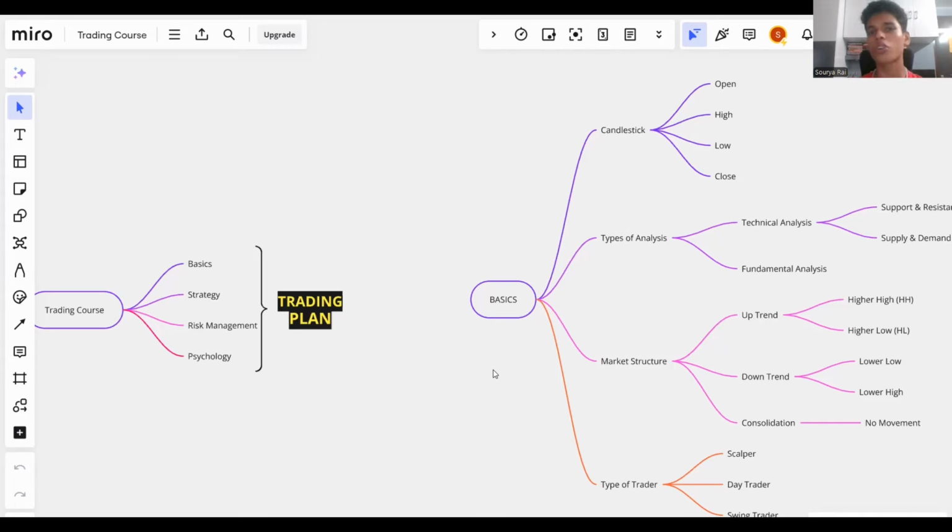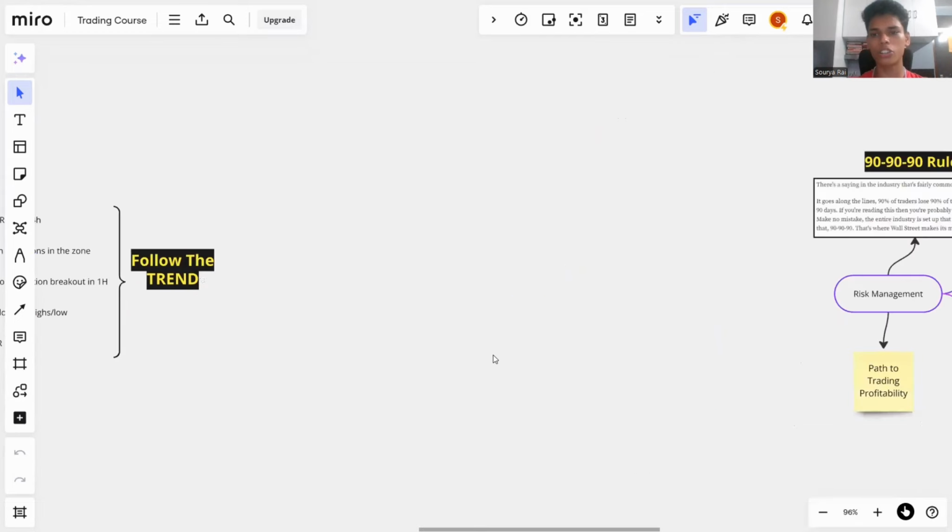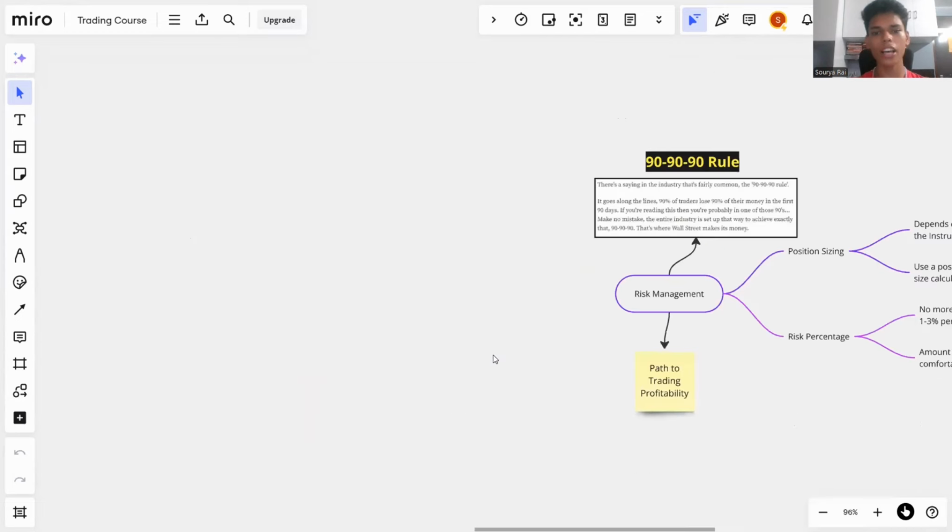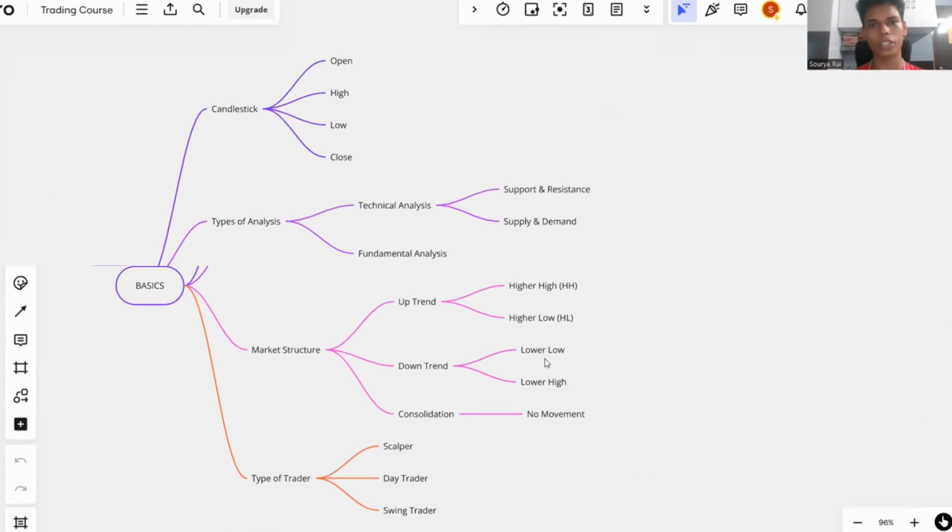Because no matter how solid of a strategy you have, until and unless you have proper risk management and a correct psychology in place, it's going to be very hard for you, if not impossible, to succeed in this game. I can assure you that we got some juicy stuff in risk management and psychology part, which you would not want to miss. So with that being said, let's get right into it.